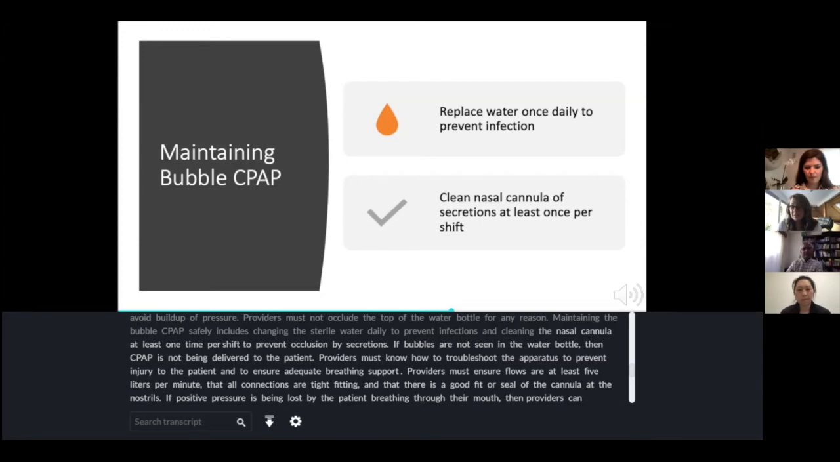I would answer that you could potentially use this in a COVID patient, if you felt that this was indicated, if you felt that the patient needed some kind of advanced form of respiratory support, but you definitely would not be reusing any of your supplies from patient to patient.